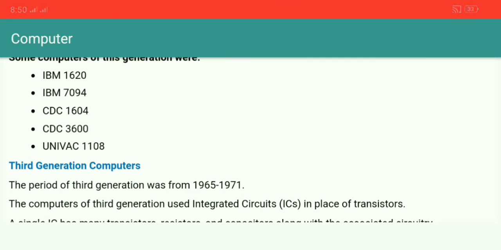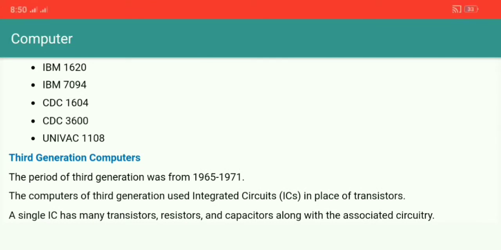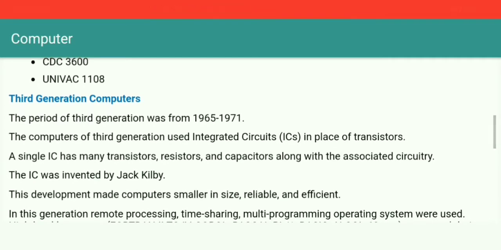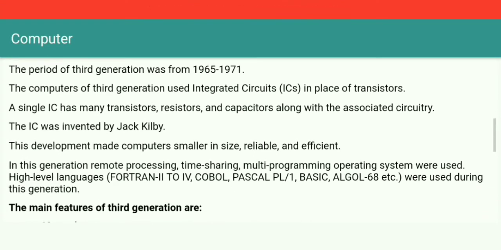So, third generation computers. The period of third generation was from 1965 to 1971. The computers of third generation used integrated circuits or ICs in place of transistors. A single IC has many transistors, resistors, and capacitors, along with the associated circuitry. The IC was invented by Jack Kilby.